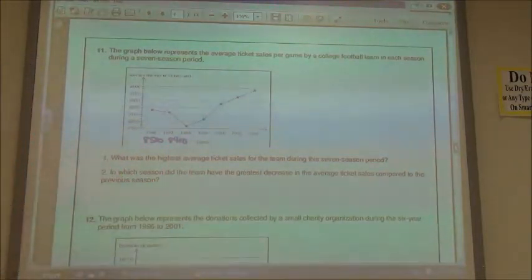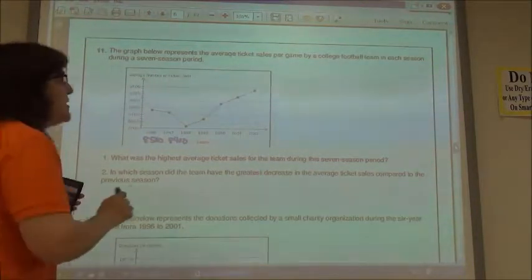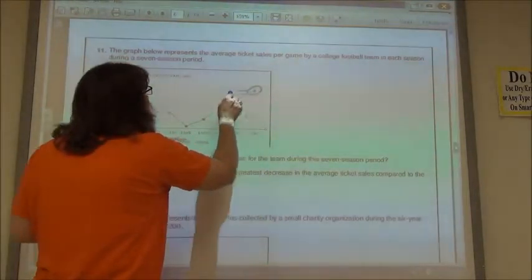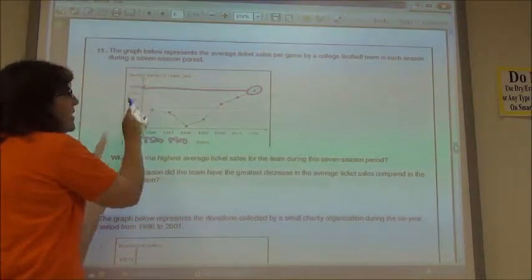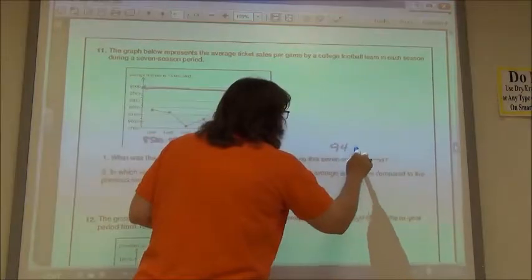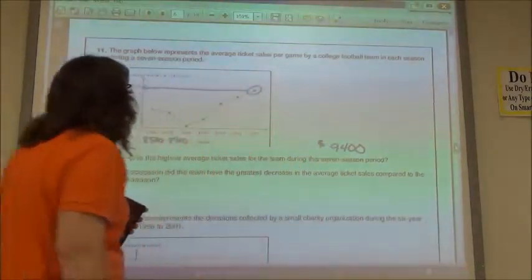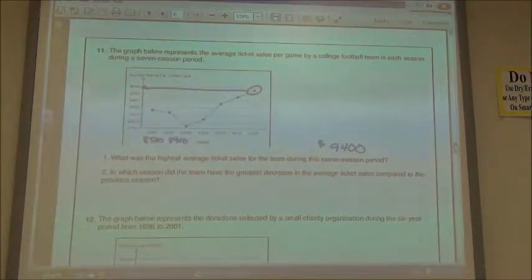And so forth. So it says, what was the highest average ticket sales for the team? What was the highest one? The highest one is here. So I'm looking right here. So that would be 92, 93, 94. 9,400 was the average number of tickets sold in 2002.